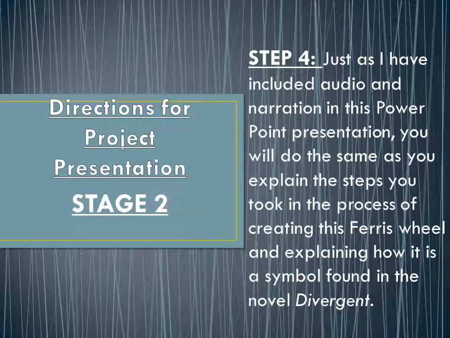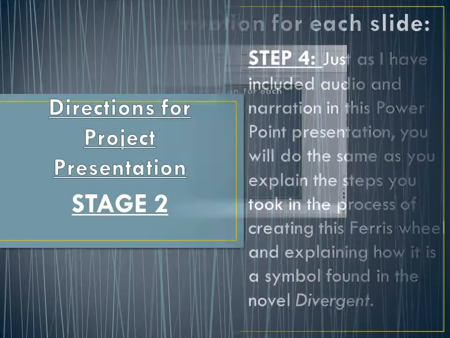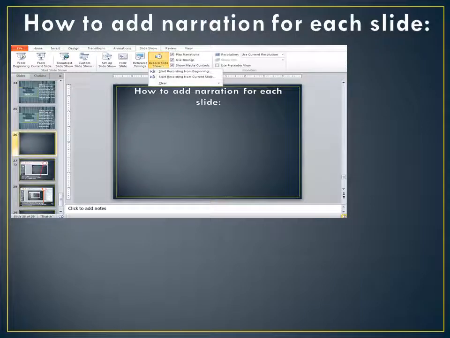Now here's the final step in stage 2. Just as I've included audio and narration in this PowerPoint presentation, you and your group members are going to do the same thing. You're going to explain the steps that you took in the process of creating the Ferris wheel, and you're going to explain how the Ferris wheel is a symbol found in Divergent. It's as if you're taking all the slides that you've already created on the history of the Ferris wheel, the steps in the process, and the Ferris wheel as a symbol in Divergent, and you're going to narrate it for the audience. Now I'm going to show you how to add narration for each slide.